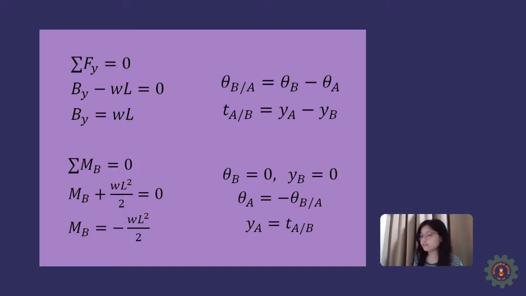Next, our reference tangent will be the horizontal tangent at the fixed end B. From the bending moment diagram, we can get slope B over A equals slope B minus slope A. Tangential deviation A over B is equal to deflection A minus deflection B. Since slope B and deflection B are equal to 0, our theta A is equal to negative theta B over A, and our deflection A is equal to tangential deviation A over B.